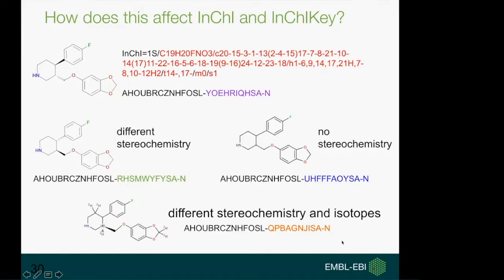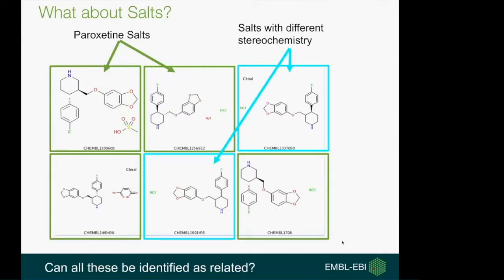So okay, that's fine, but one of the other things that we always see in databases is people have tested different salts, for example. These are just 6 examples of salts that we have in ChEMBL. The ones highlighted in green are different salts of paroxetine itself, and the two in a bluey colour are salts of compounds like paroxetine but with different stereochemistry.